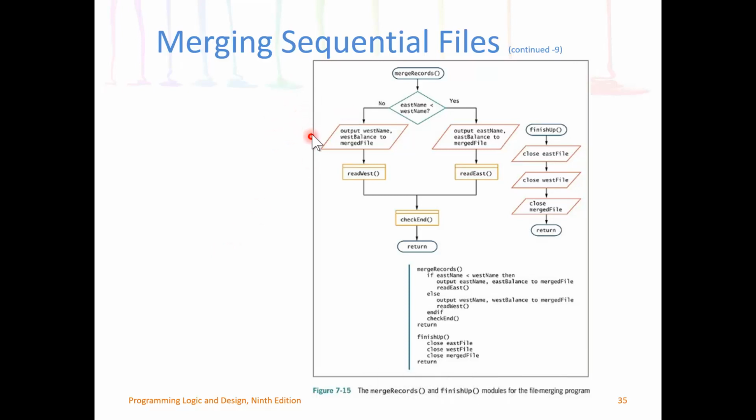So you see, after we've outputted the record and read the next record, then we're going to check to see if we got to the end, if the flag has been set that we're at the end of file of both files. If that's the case, we're going to close all three files and we're done.